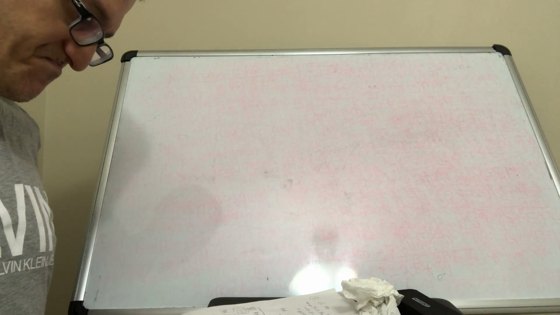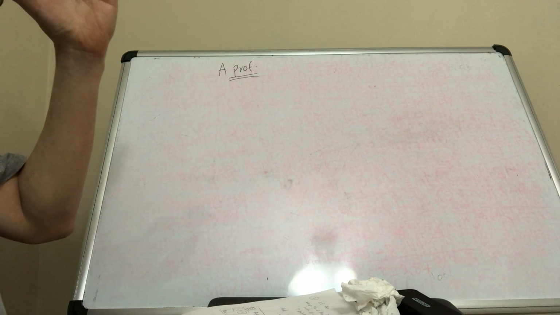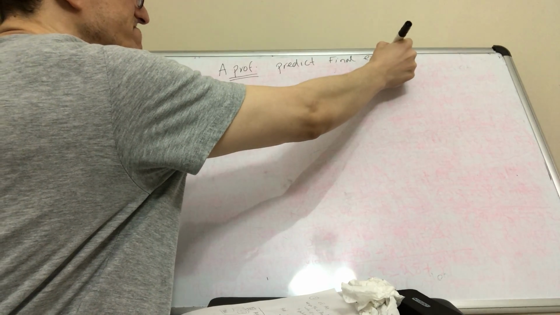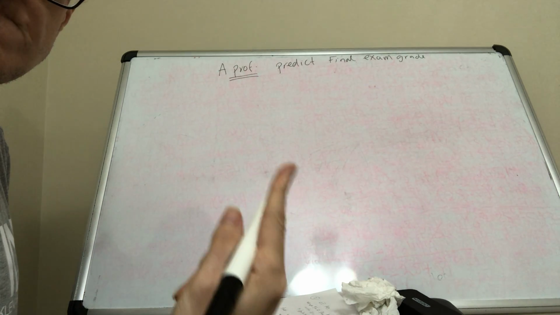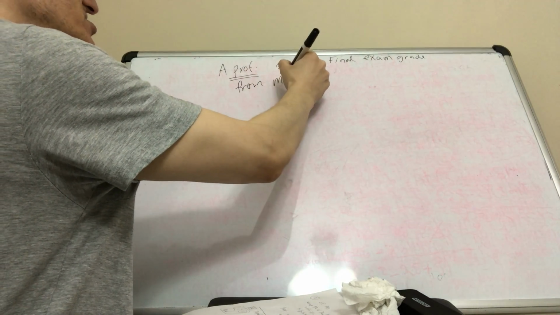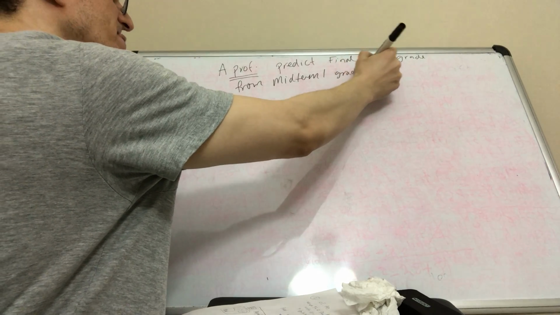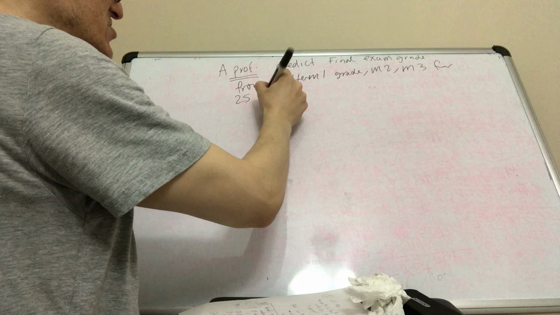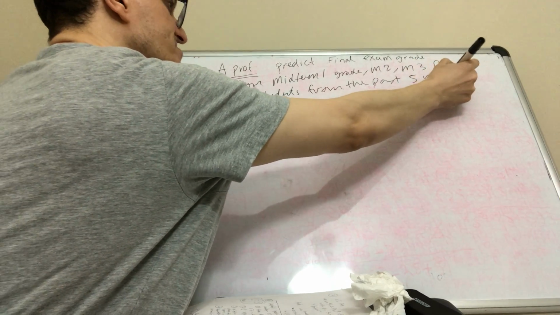There was only one question, and the question was a professor wanted to see if he can predict final exam grade from more than one factor, from midterm 1 grade, midterm 2, and midterm 3 for about 25 students from the past 5 years from his class.